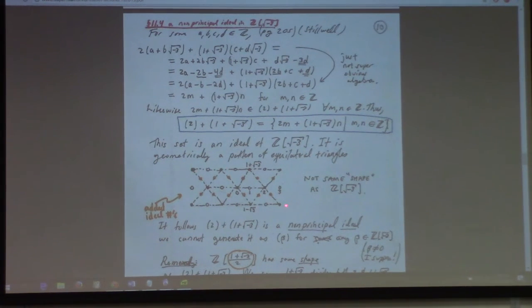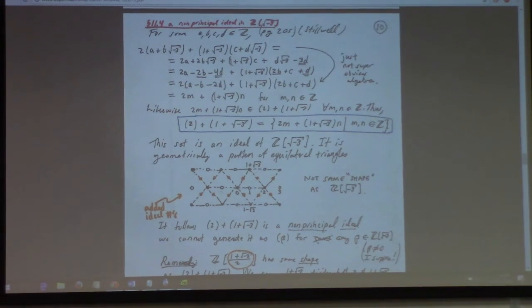It doesn't have the same shape as Z adjoining the square root of minus 3, which is just this sort of rectangular grid, right? So it's got a different shape than the ideal generated by the square root of minus 3. So there are different ideals that have different shapes, is the way Stillwell explains it.